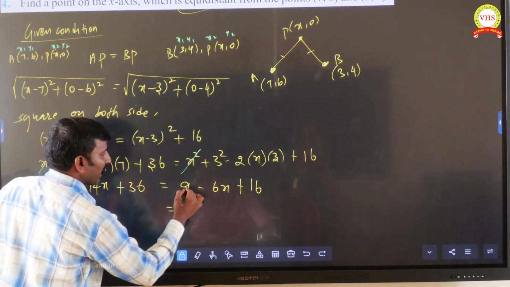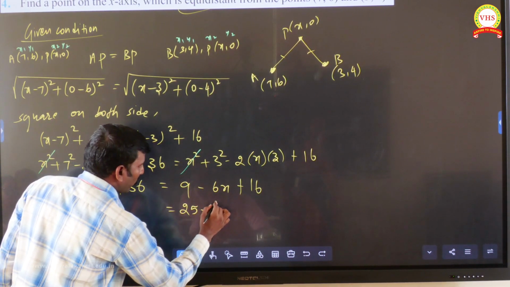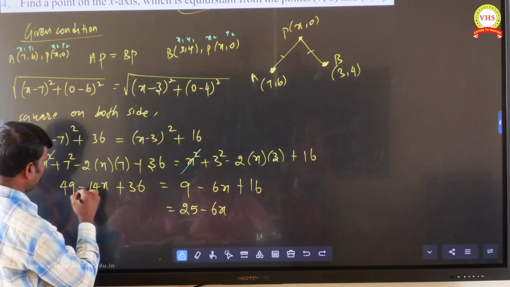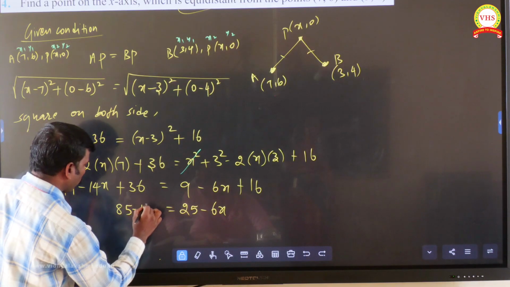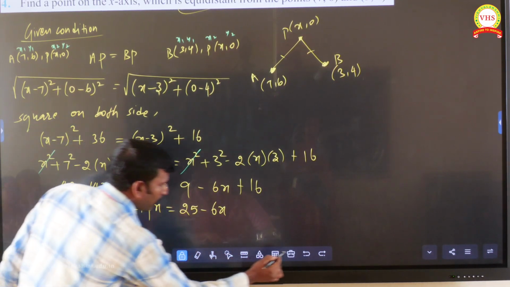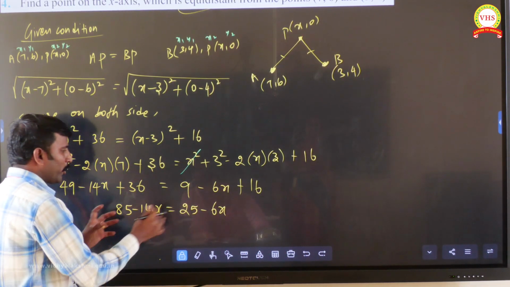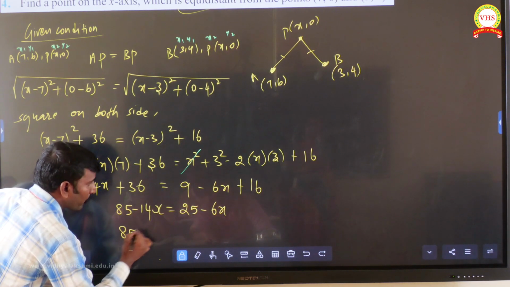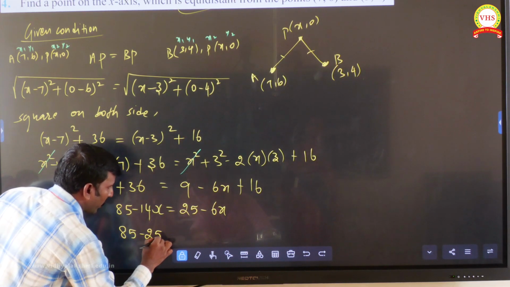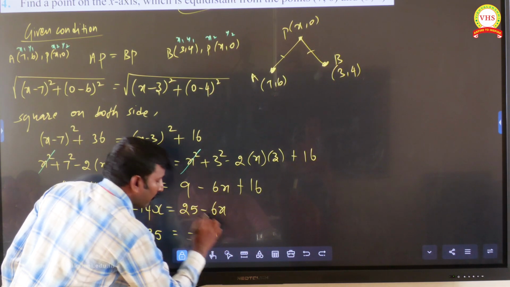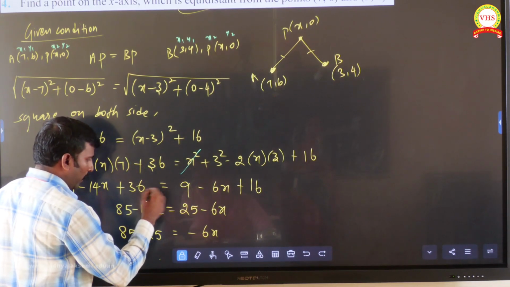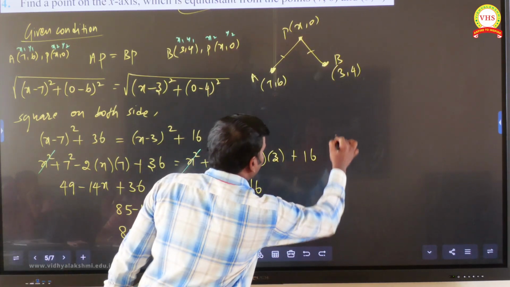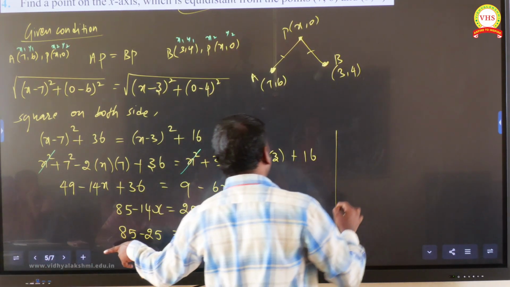Here 9 plus 16, what am I getting? 25 minus 6x. And here 36 plus 49 is 85, minus 14x. Then x fully one side and numerical fully one side. You just bring it and you will get the required result. So plus 85, 25 when you bring to the opposite side, minus 25, which is equal to minus 6x. Then on the left hand side the minus 14 when you send to the opposite side becomes plus 14x. And here we subtract 85 minus 25.